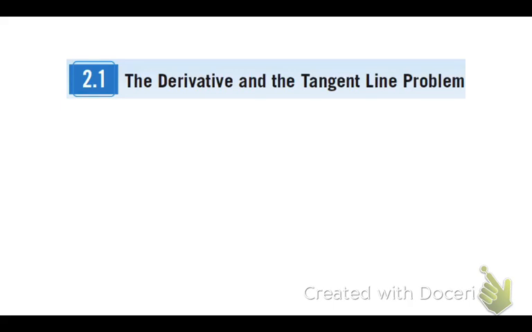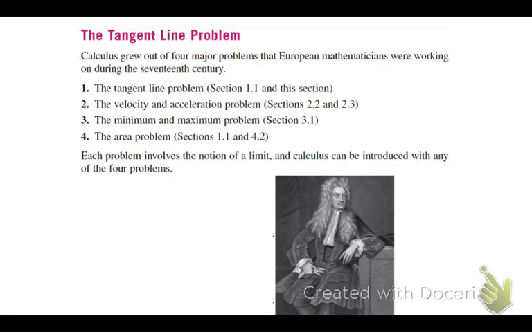Okay, so 2.1, the derivative and tangent line problem. We're going to be finding the tangent line today. So this isn't something you need to write down. This is what we're going to be doing. Calculus grew out of 4 major problems that European mathematicians were working on during the 17th century.